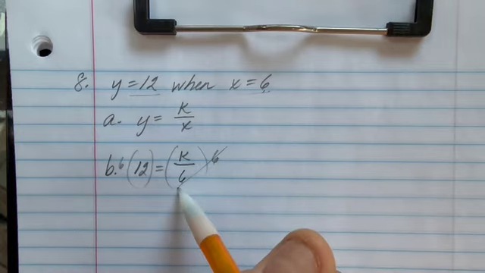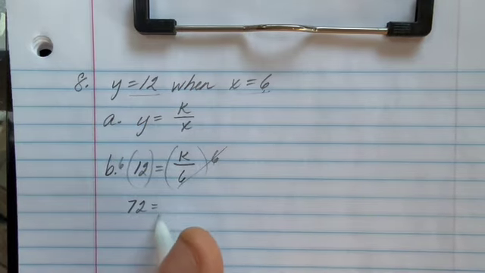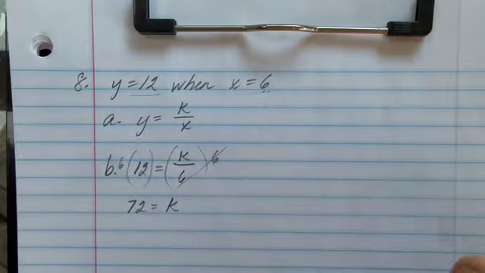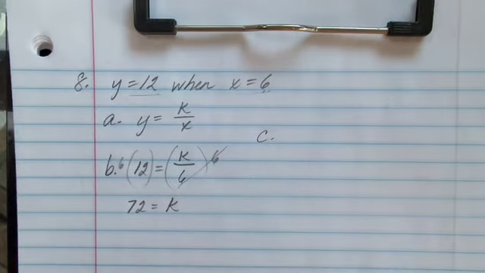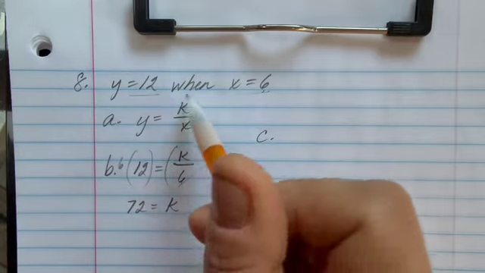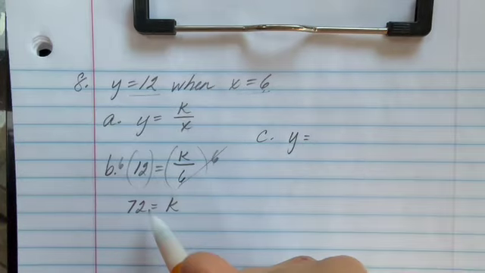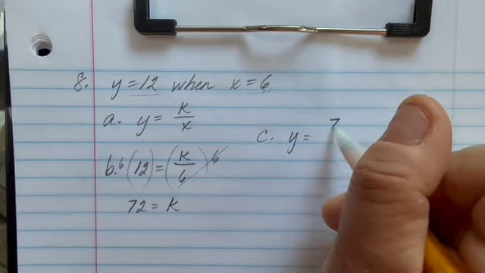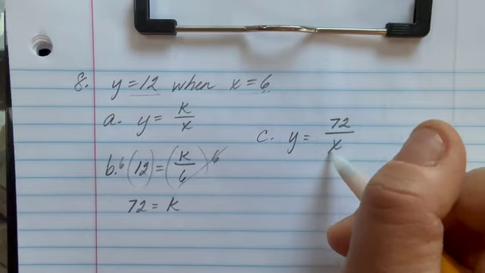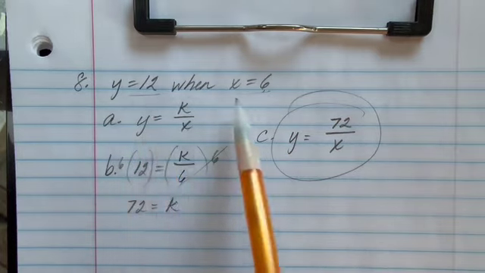So here we go. That gets rid of this guy. 6 times 12 is 72 equals k. Brilliant. Now, letter C. We're writing a function rule. So I want to go back to this equation here. Leave x and y as variables: y equals, and put your k value in. 72 over x. You've now found the function rule for this relationship.